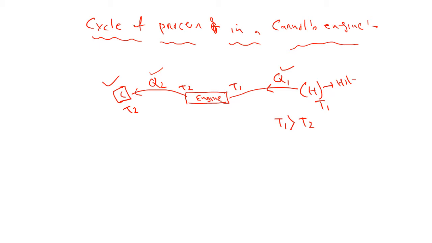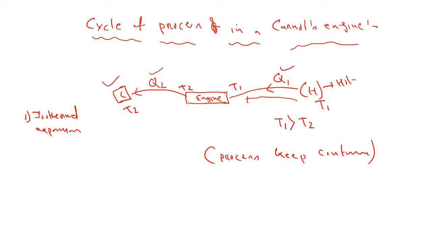It is a cyclic process, that's why the process keeps continuing. It is a continuous process. You can understand this diagram. The first process, I'm just writing here, is isothermal expansion. This part we can say is the first step, step 1.